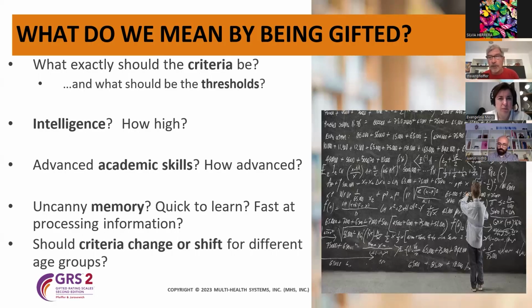In certain fields, it's critically important. If you want to have a gifted pilot flying a jet, they need to be able to process information very fast to keep you safe as a passenger on a plane. But in other fields, such as in the arts or writing, you don't need to process information quickly. So we want to be thoughtful in how we conceptualize what we mean by gifted. And should the criteria shift or change as the child gets older? What we consider when we're looking at kindergarten, nursery school or preschool children, should those criteria be different than when we look at middle school or high school children? We'll talk a little more about this as we proceed. Next slide, please.